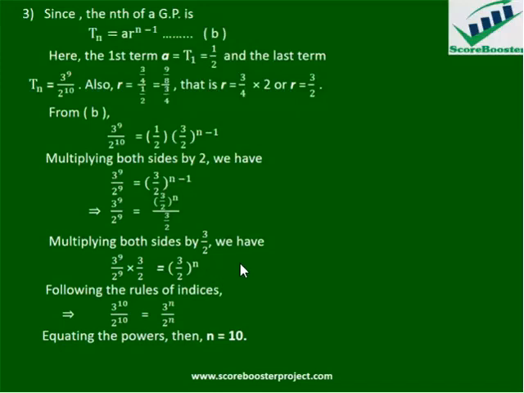Also, we know that (a over b) raised to the power n is the same thing as writing a raised to the power n over b raised to the power n. That is why we have (3/2) raised to the power n equal to 3 raised to the power n over 2 raised to the power n. So now if we equate powers, we have 3, 3, 2, 2, and n is the same. Therefore, n is 10. That is, for that particular geometric progression, it is the 10th term that gives us 3 raised to the power 9 over 2 raised to the power 10. If we substitute n to be equal to 10, a equals half, and r equals 3 over 2, we get back 3 raised to the power 9 over 2 raised to the power 10. And that solves the question.